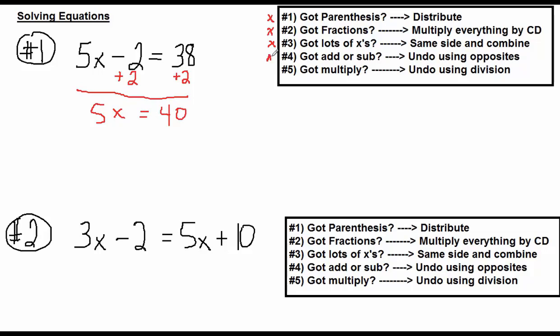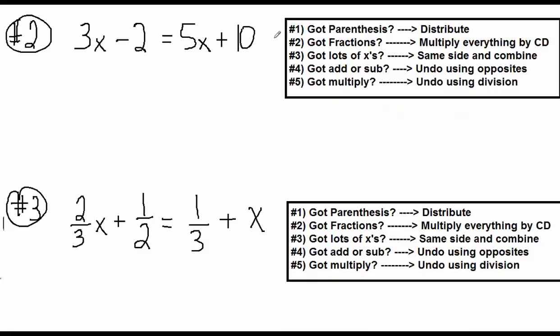Excellent. Got that one done. Got multiplication? I do. I have this 5x, 5 times x. So to undo times by 5, we divide by 5. And so the final answer there is x equals 8. Okay, good. Let's go to the next one.